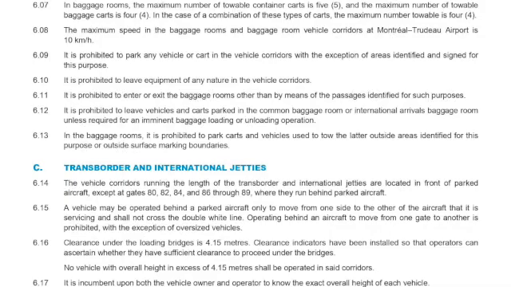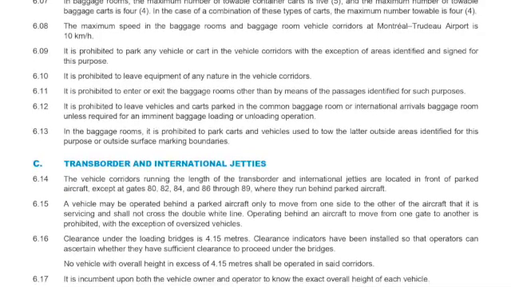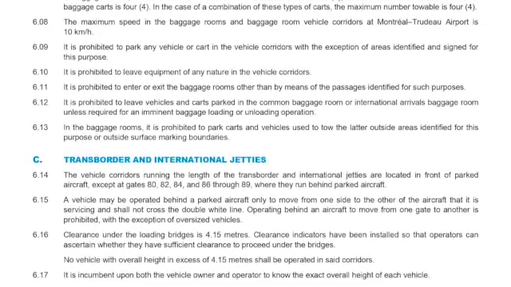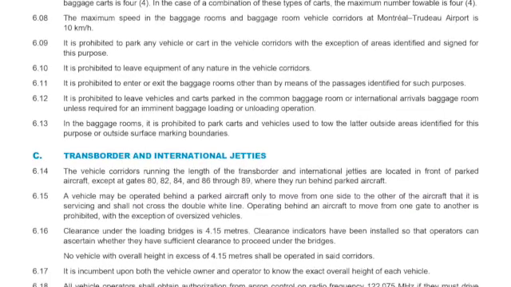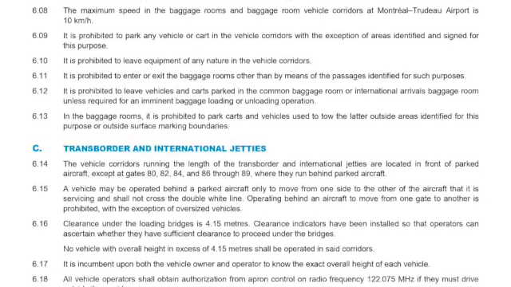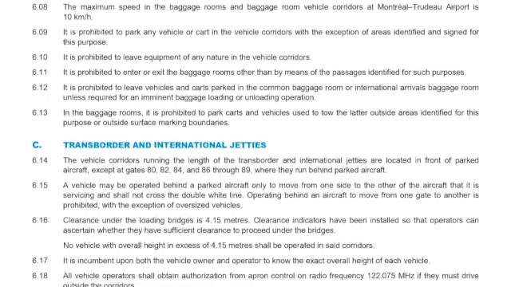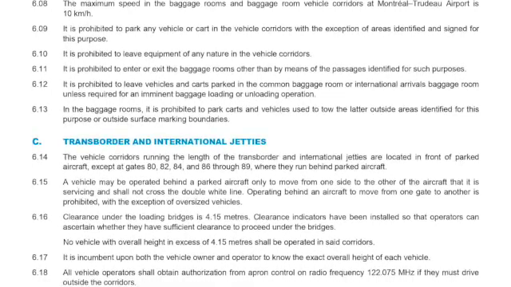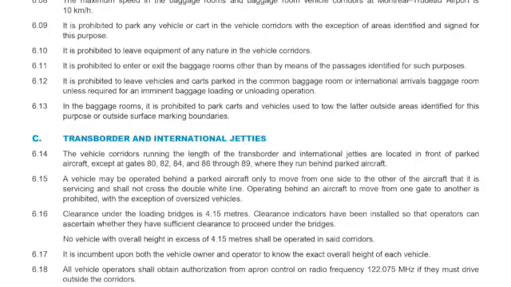6.15. A vehicle may be operated behind a parked aircraft only to move from one side to the other of the aircraft that it is servicing and shall not cross the double white line. Operating behind an aircraft to move from one gate to another is prohibited, with the exception of oversized vehicles.